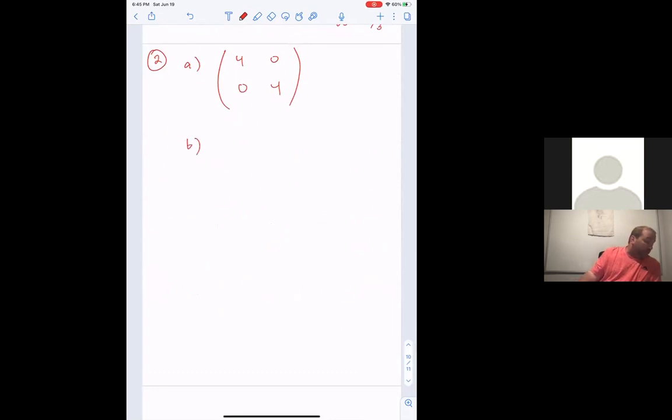B. Write down the transformation matrix for a rotation of 180 degrees about 0, 0. It doesn't say clockwise or counterclockwise. But wait a second. If you rotate clockwise by 180 degrees and counterclockwise by 180 degrees, you're in the same place, so I don't care which one I use. So we'll use the first one. Cosine of 180 degrees is -1, negative sine of 180 degrees, sine of 180 degrees, cosine of 180 degrees. We get -1, 0, 0, -1, and we're done.